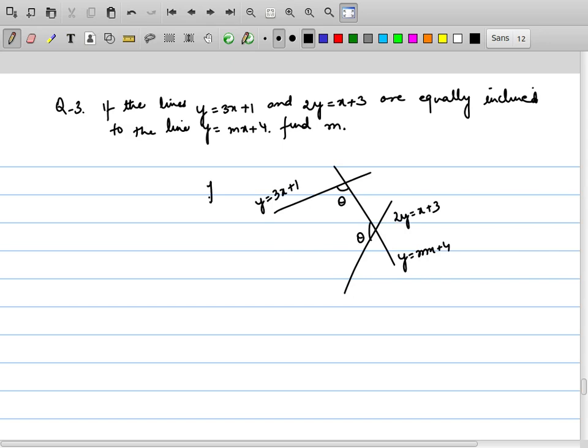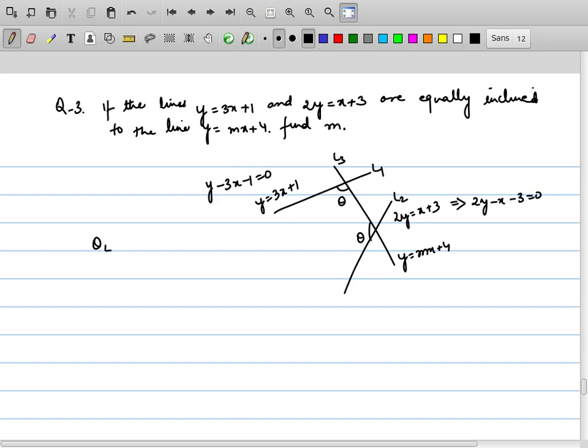We can write this equation as y minus 3x minus 1 is 0. And we can write this as 2y minus x minus 3 equals 0. So what do we have to do? We have to find, let's say this is line L1, this is line L2, this is line L3.